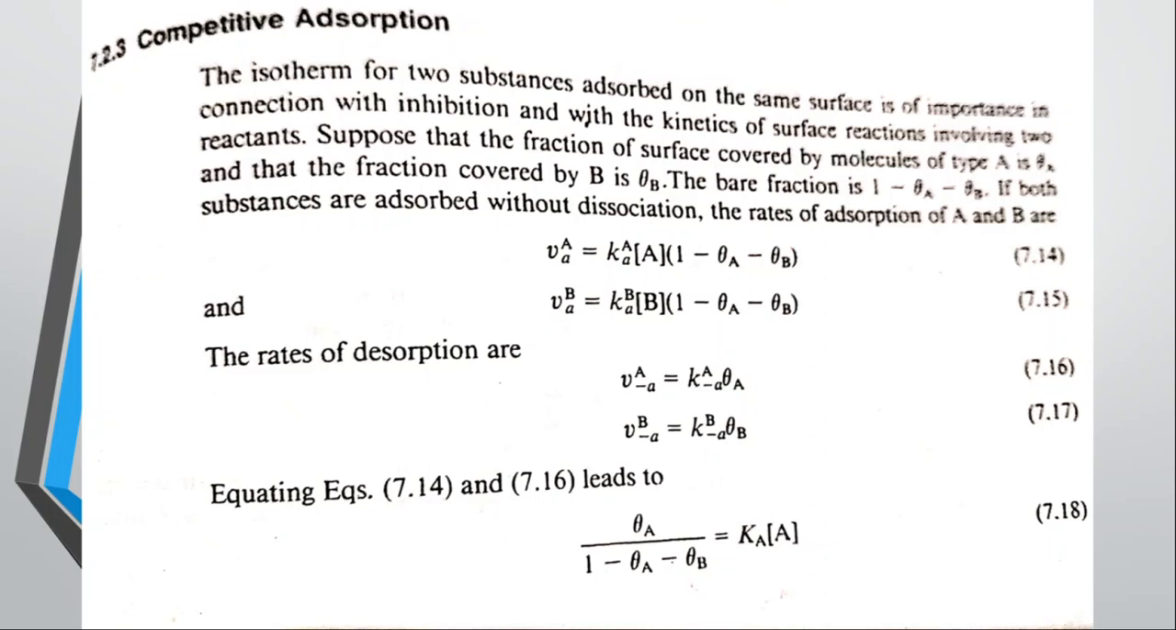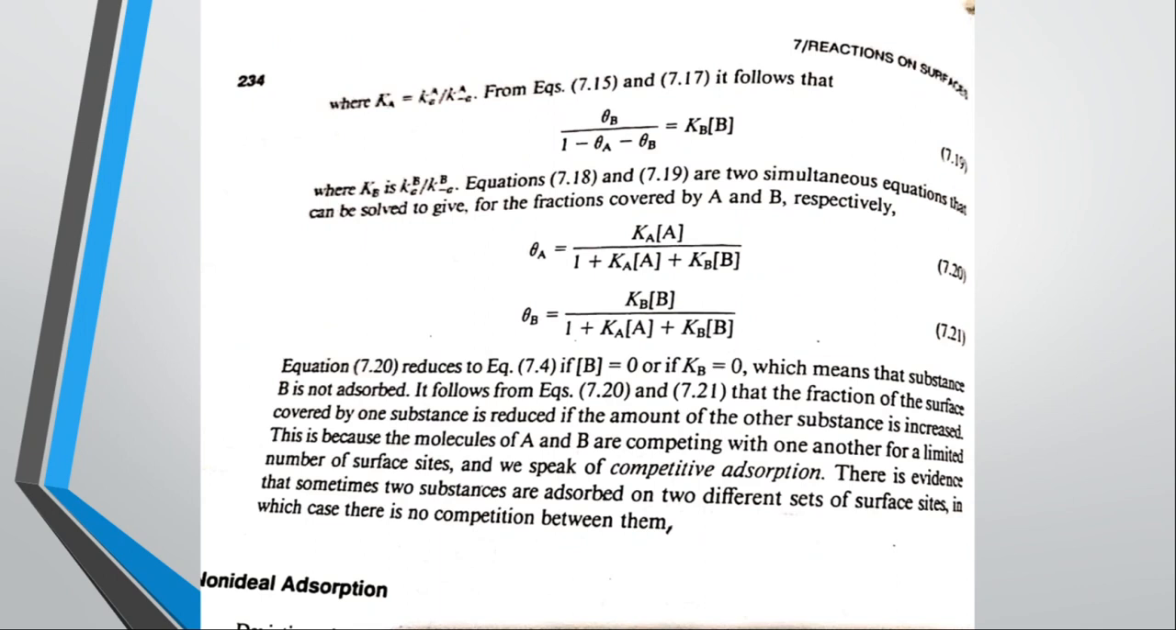Now when we equate these expressions, that is when the rate of adsorption equals the rate of desorption, the expression is given as theta A by 1 minus theta A minus theta B equal to Ka into concentration of A. Likewise, for theta B, the expression is written as theta B divided by 1 minus theta A minus theta B equal to Kb into the concentration of B. Now these expressions give us the fraction of the molecules adsorbed by A and by B during competitive adsorption.